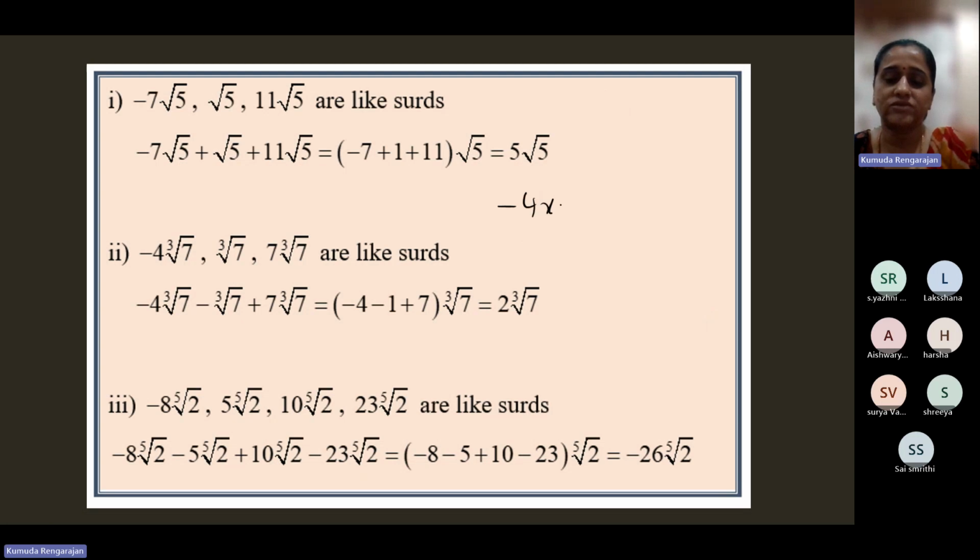So minus 4x square y, minus 7x square y. They're like terms because they have the same literal factors. So you can add or subtract them. On adding, you get minus 11x square y.